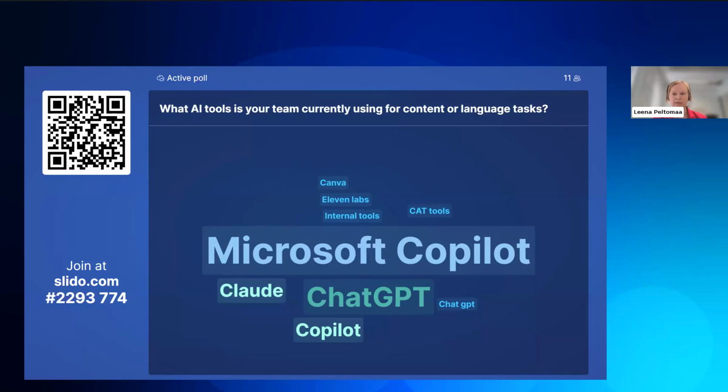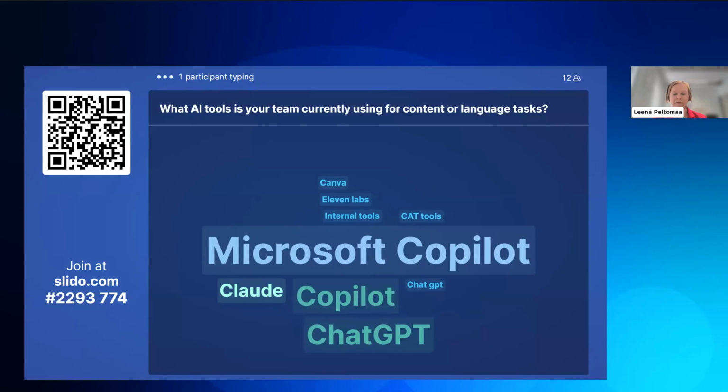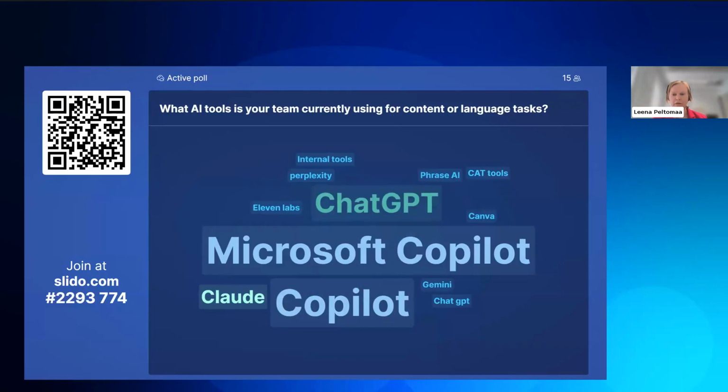Cat tools, yes, okay. And there are still people typing, so I will let them answer. Perplexity, okay, that's interesting. I like Perplexity myself quite a lot. Gemini, yes. Gemini has actually performed quite well in translation tasks according to benchmarking results. Phrase AI, yes, that's a good one as well. And internal tools.